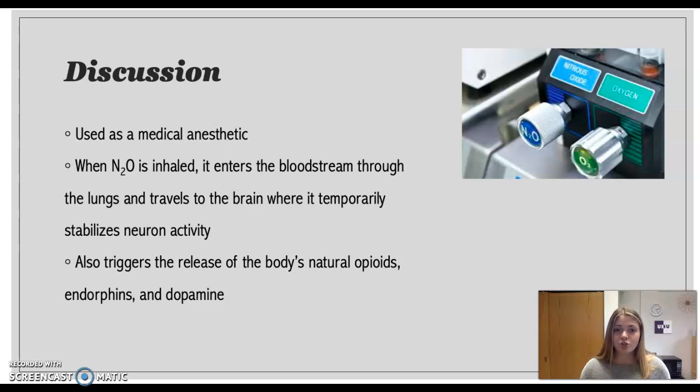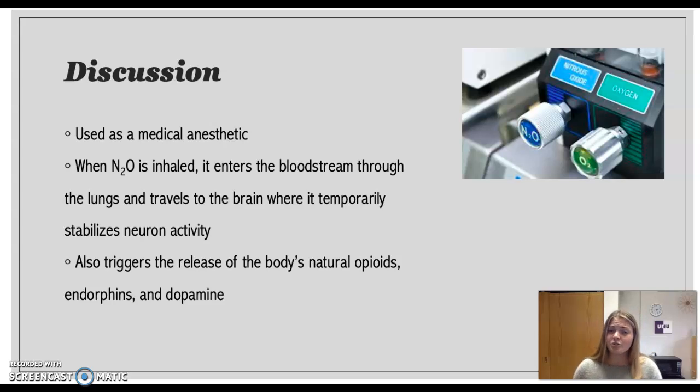The oxygen helps control the strength of the anesthetic. So for example, the more oxygen added to the solution, the weaker the effects of the anesthetic will be on the patient. Nitrous oxide also releases the body's natural opioids, endorphins, and dopamine. Dopamine causes us to feel pleasure, which is why there's a laughing effect, and that's how it got its name, laughing gas. The opioids and endorphins cause pain-blocking signals that create the anesthetic effect.